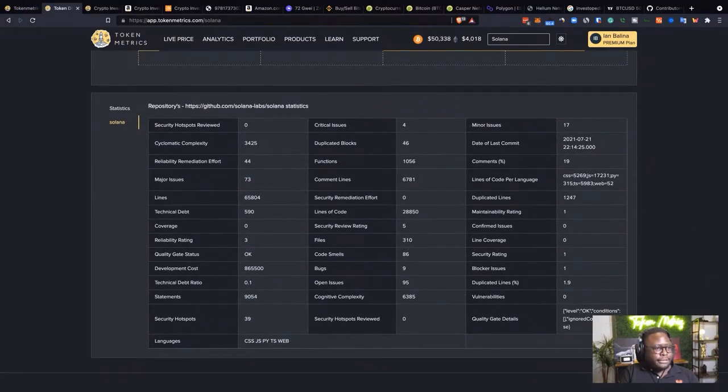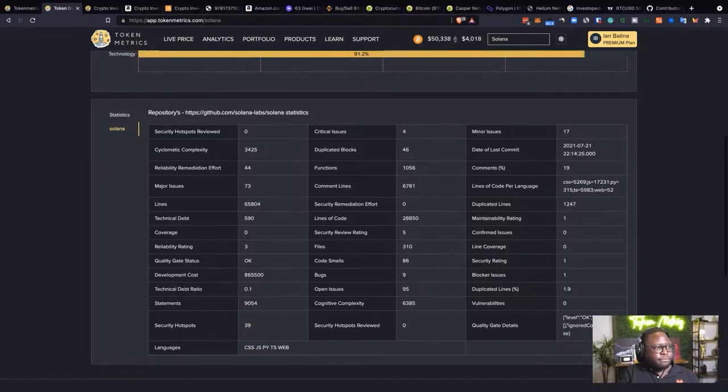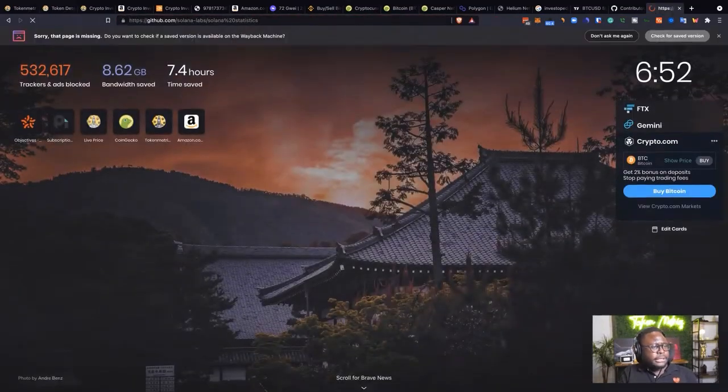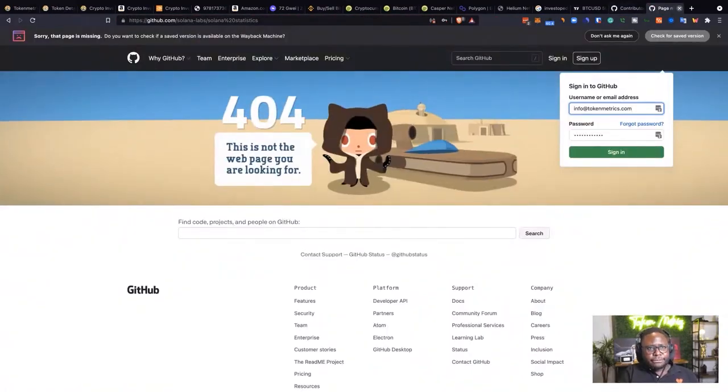For example, the bugs, security reviews, and all this, using our software, we go through and do what's called statistical code analysis. And we try to automate and make this as data-driven as possible for anything that's open source that we have access to. So, for example, if we go to Solana stats, let me pull this up here in a different repository. Okay, that is not loading for some reason.